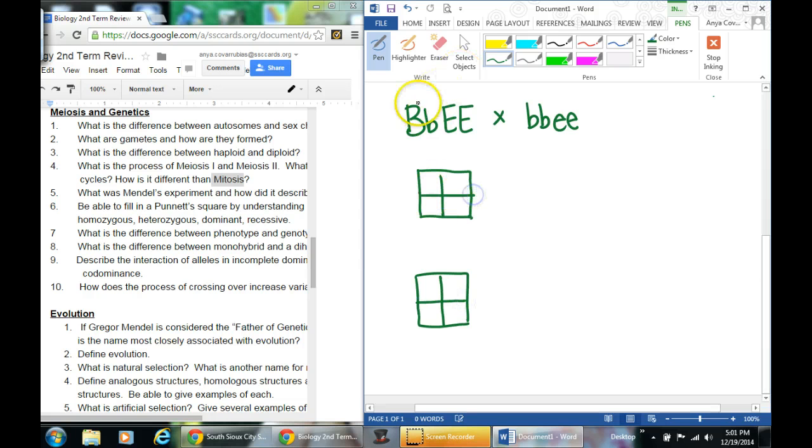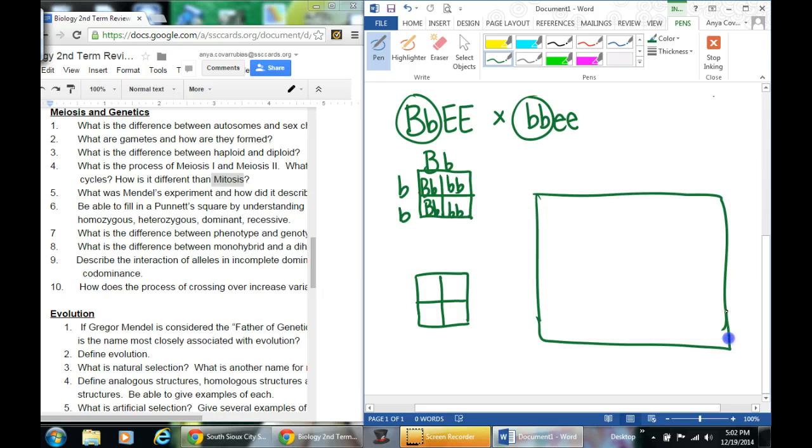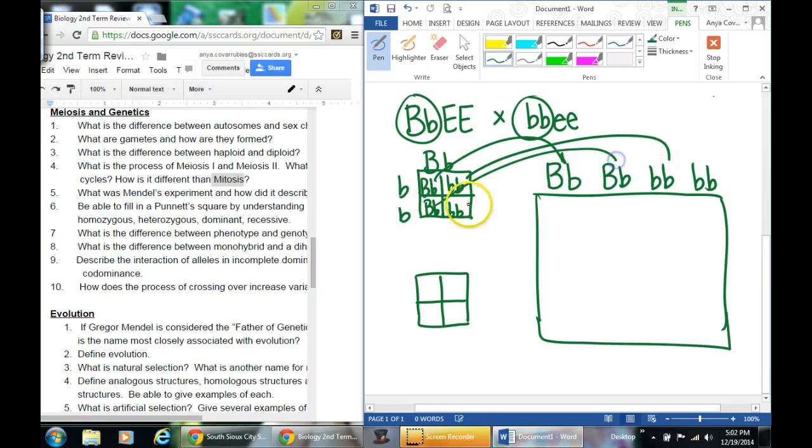So I do a monohybrid for hair color and a monohybrid for eye color. I would take my B's and put them in the first one. So I have big B, little b, little b, little b. And those I'm going to put across my dihybrid top. So I'm going to have big B, little b, big B, little b, little b, little b, little b, little b. I just took that one and put it here, that one and put it here, this one there, this one there.